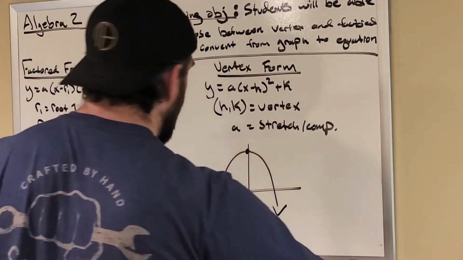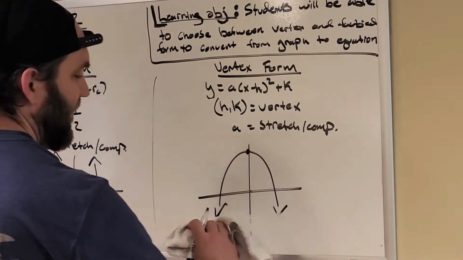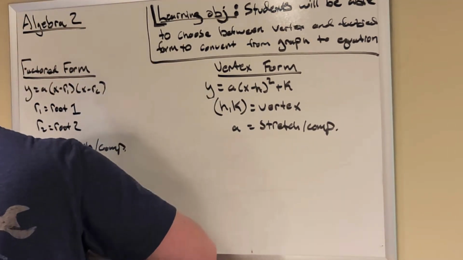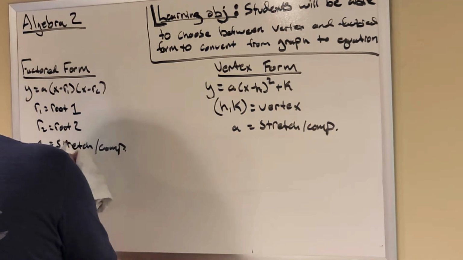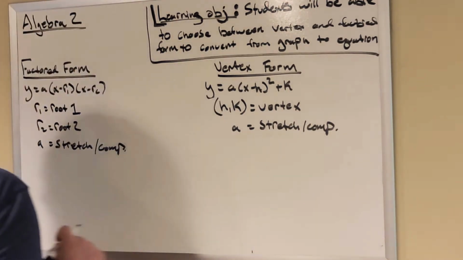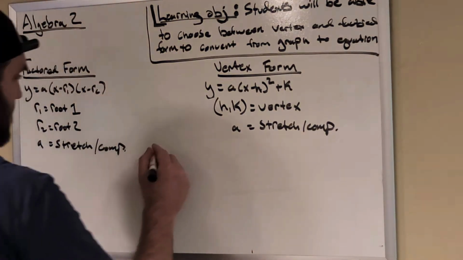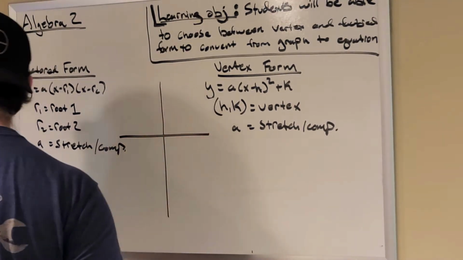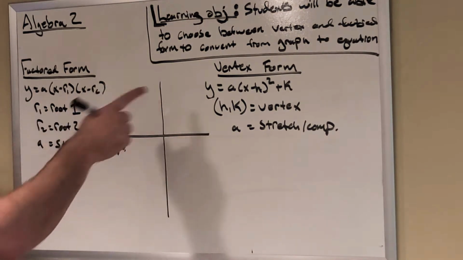All right, let's take a look at what it looks like when we work out some problems. The first problem I have here, I'll put the graph right in the middle, and we can choose either left or right, factored form or vertex form.